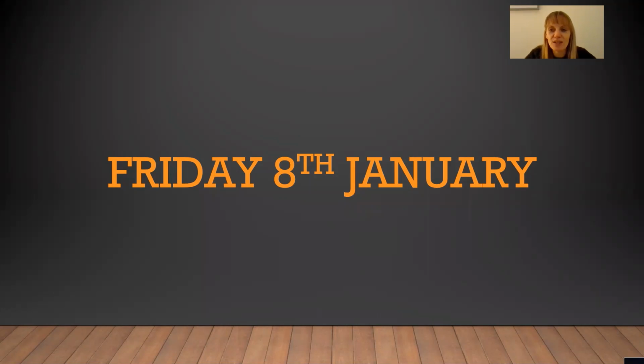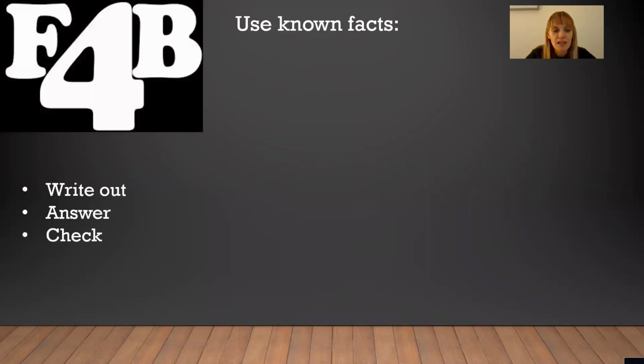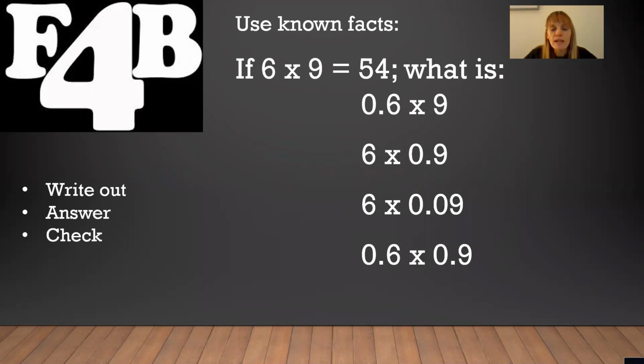So let's get started with our Fab 4. Today we're going to use known facts to help us to multiply whole numbers by decimal numbers. So we know that 6 times 9 is 54. You've got 4 minutes to have a think how you might use that fact to calculate the following 4 questions. So pause the video, come back when you've got some answers.